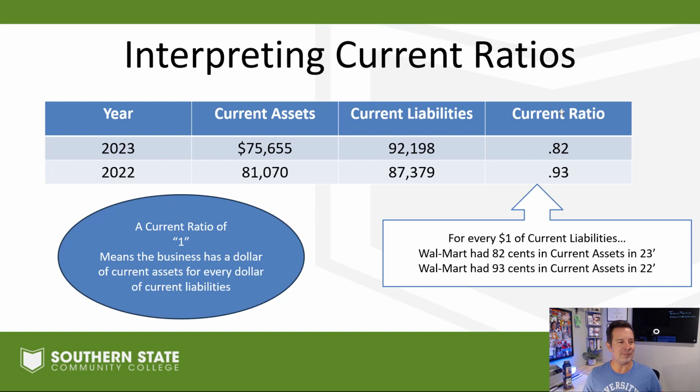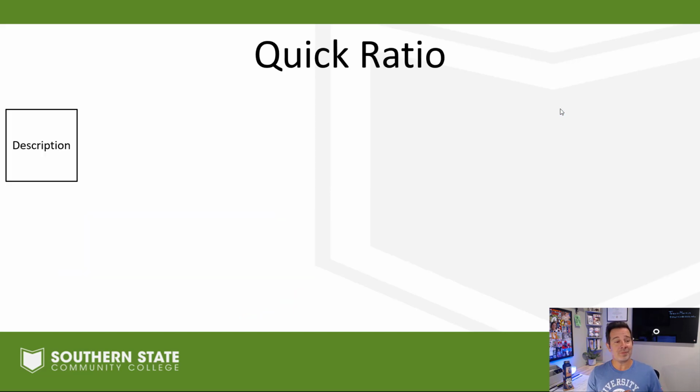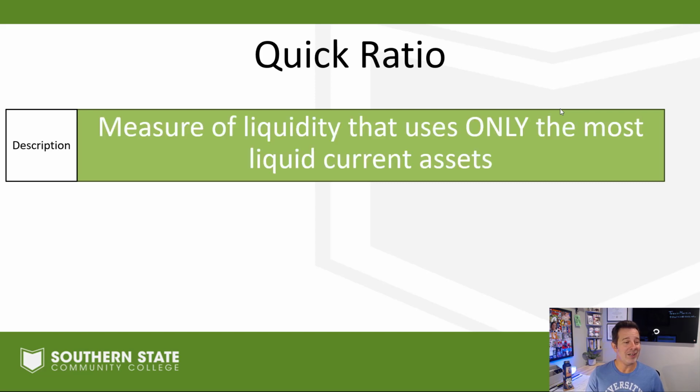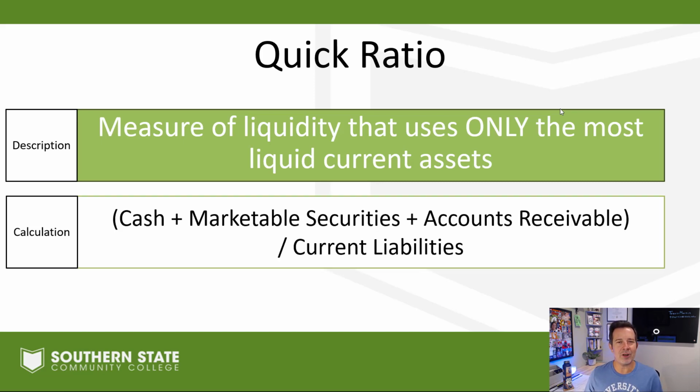I don't think that's a huge issue. That's our current ratio. How about the quick ratio? It's ironic, they call it quick, but it actually takes longer to calculate than the current ratio. Quick ratio, another measure of liquidity that uses only the most liquid current assets. All right, only the most liquid. So what are the most liquid current assets?